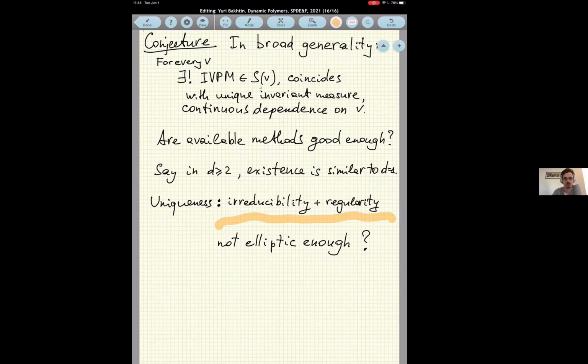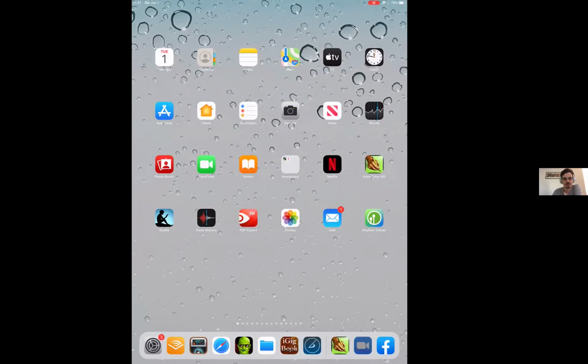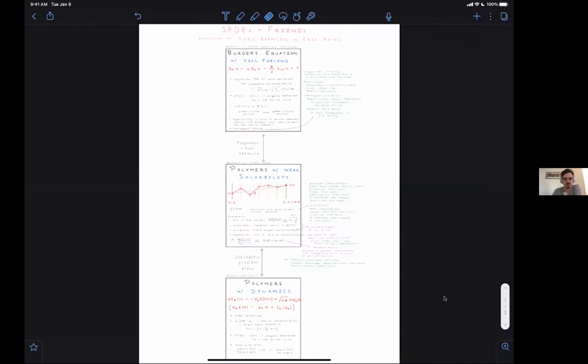Yuri, can you please stop sharing the screen? Thank you. Let me see, is that okay? Yeah, it's a bit small, but I'm guessing you're going to zoom in. I'll zoom in, of course.